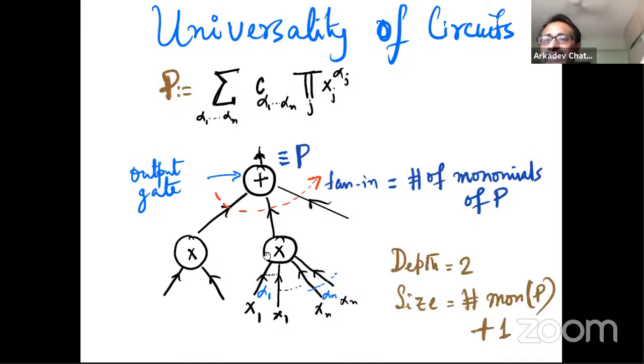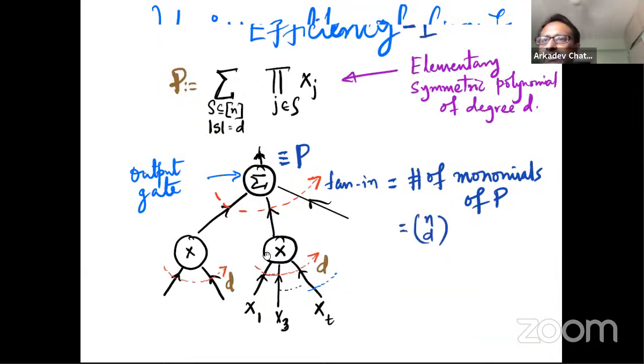The size, however, of this circuit could be very large. It is as large as the number of monomials of your polynomial, because we associated each monomial with a product. At the depth 2 layer, the number of product gates will be exactly equal to the number of monomials. Okay, and the question we are interested in is, can you do things more efficiently? Now that we know that every polynomial has a circuit, how efficiently can you compute a polynomial?